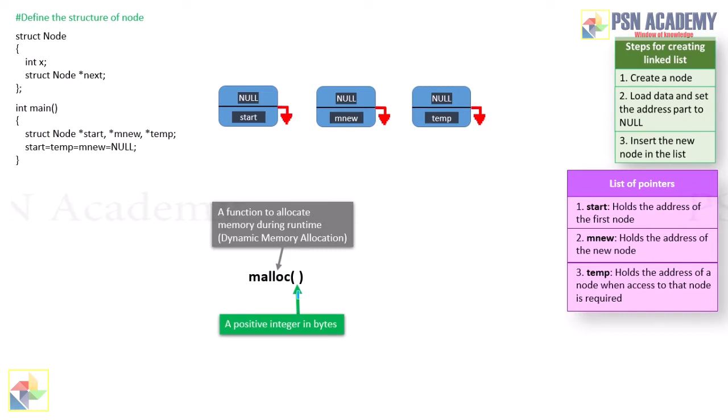This function, malloc, takes an integer as an argument. Now this integer will be treated as bytes. For example, if 8 is passed, then 8 bytes of memory will be allocated for you. And this will happen during runtime.